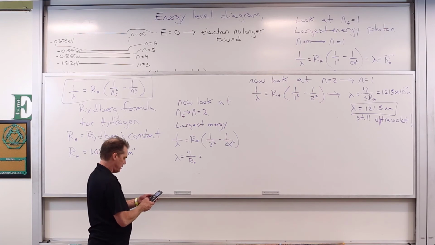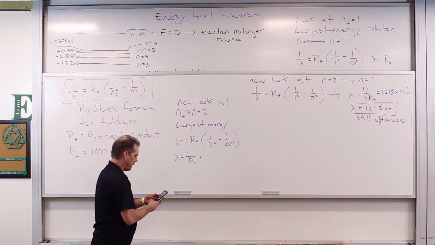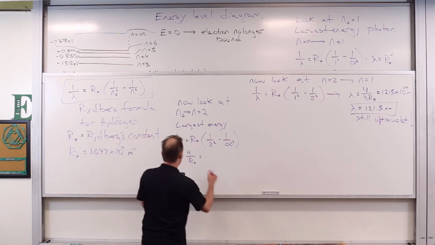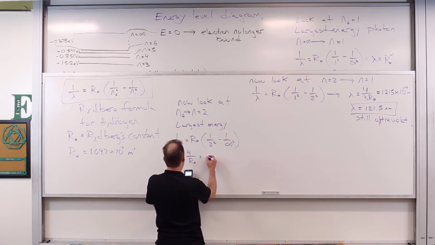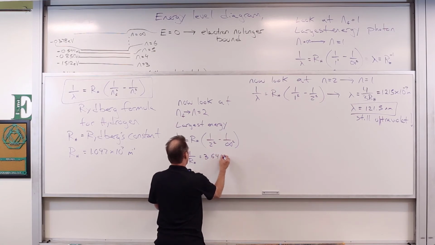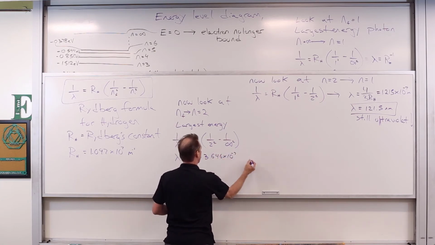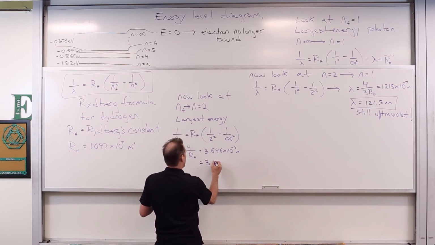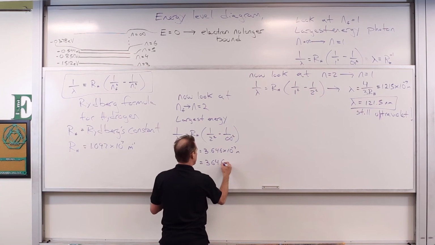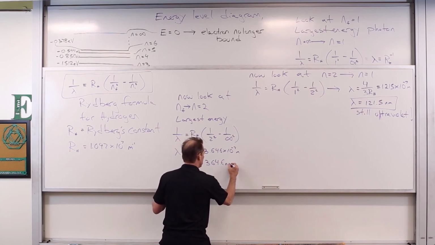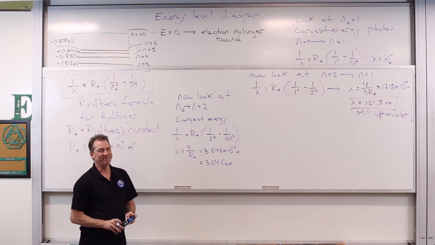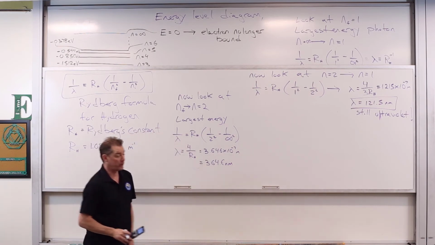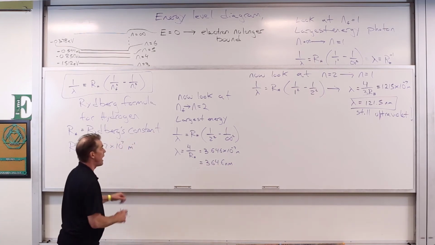1.097 e to the 7th gives us, let's check this out, 3.646 times 10 to the negative 7 meters, which is then equal to 364.6 nanometers. Still ultraviolet, right? Ooh, getting pretty close to the visible spectrum, but still ultraviolet.